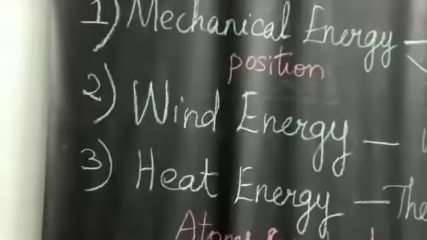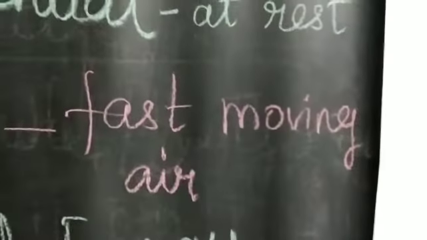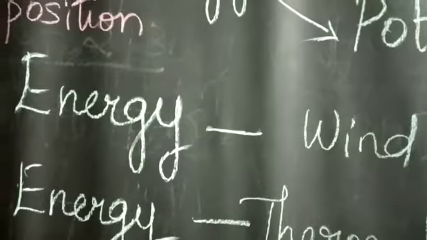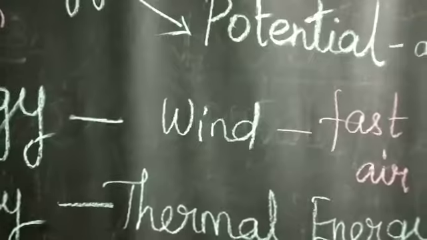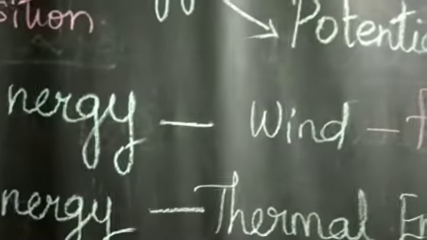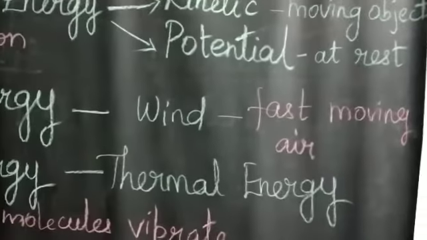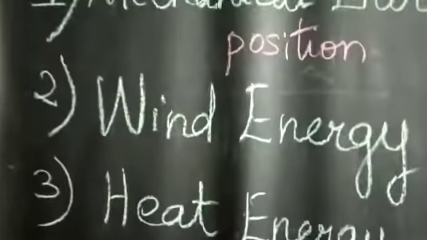Next, it is wind energy. We know that fast moving air is called wind, isn't it? Because of wind, we get energy. We can feel it when we stand, and sometimes windows close because of the fast moving air. Sometimes trees fall because of fast moving air, and by using this we can generate other types of energy. So this is called wind energy.